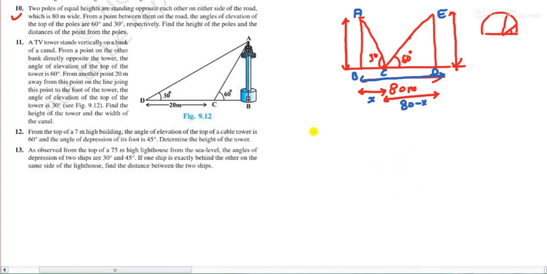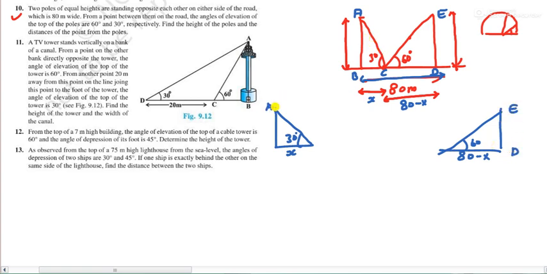Now you can just look here. This is X, and this is 30. Got it? And what about this one? This side is 80 minus X, this is 60, and this is ED. Both ED and AB are equal, so you can write that near here. AB is equal to ED because they are of the same length.